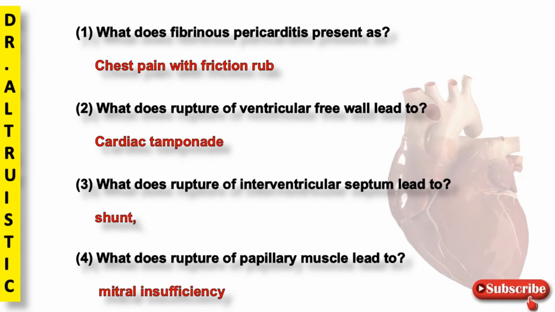1. What does fibrinous pericarditis present as? Chest pain with friction rub. 2. What does rupture of ventricular free wall lead to? Cardiac tamponade. 3. What does rupture of interventricular septum lead to? Shunt. 4. What does rupture of papillary muscle lead to? Mitral insufficiency.